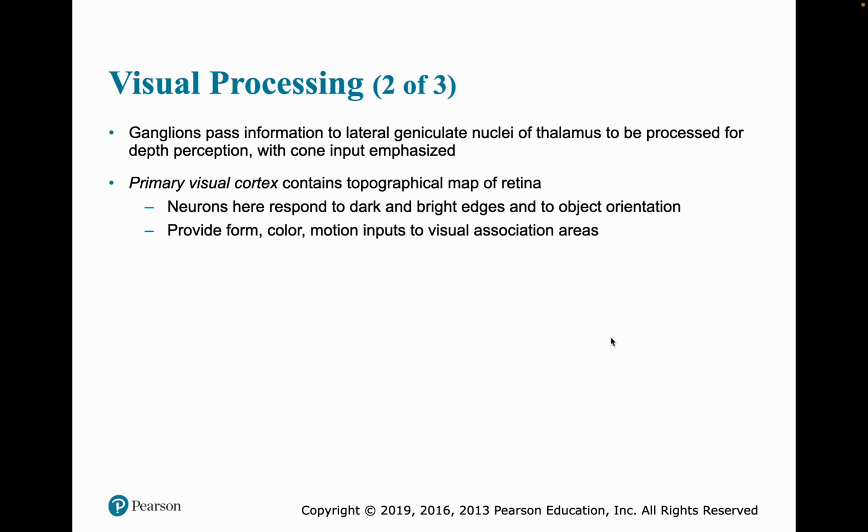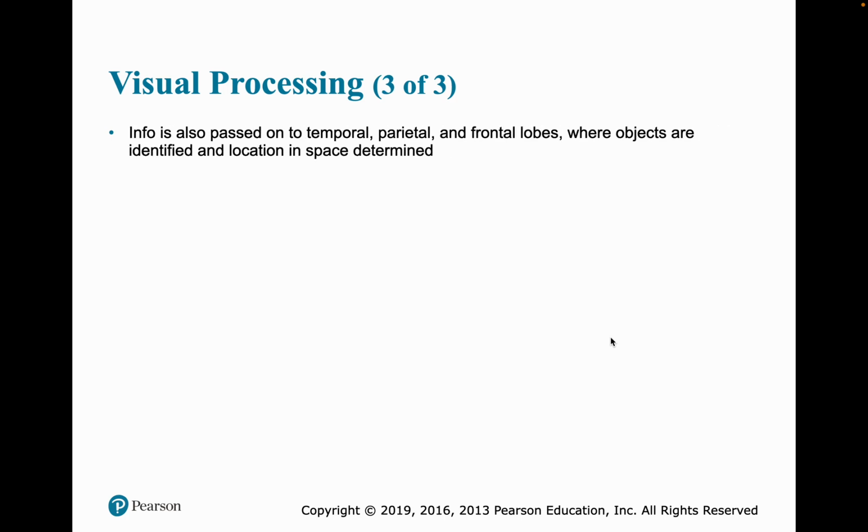Ganglions pass the information to the lateral geniculate nuclei of the thalamus to be processed for depth perception with cone input emphasized. The primary visual cortex contains a topographical map of the retina. So neurons respond to dark and bright edges and orient the object. They provide form, color, motion inputs to the visual association areas. Info is also passed on to the temporal, parietal, and frontal lobes, where objects are identified and location in space is determined.